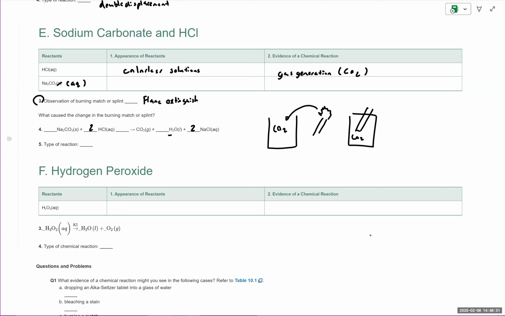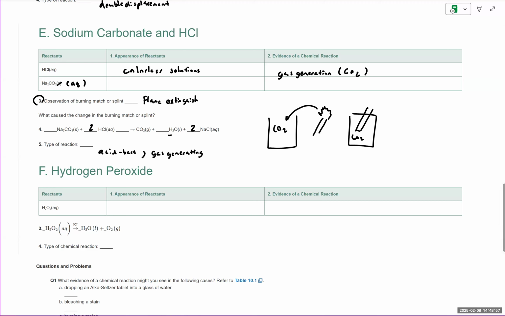Now, in terms of types of reactions, sodium carbonate is known as a base, hydrochloric acid is an acid, so we can call this an acid-base reaction. You can also call this a gas-generating reaction. And this can also be called a double displacement. All of those are reasonable assignments.